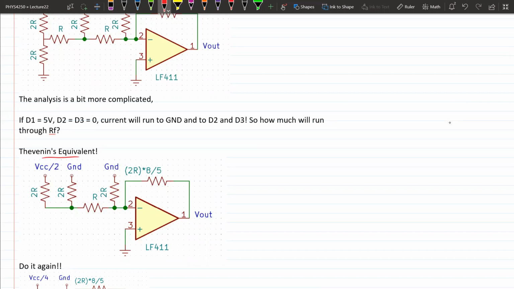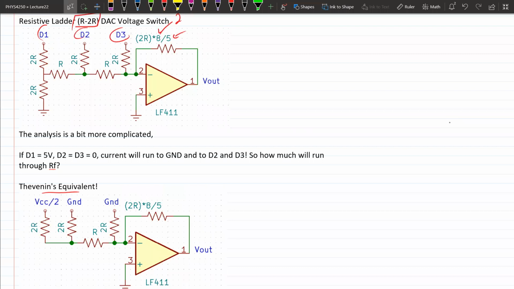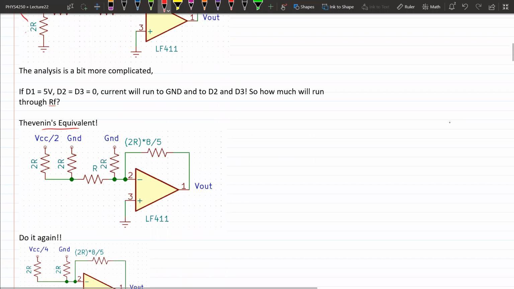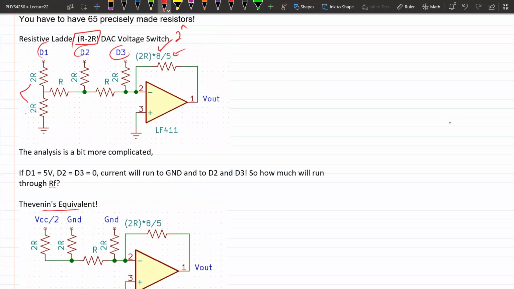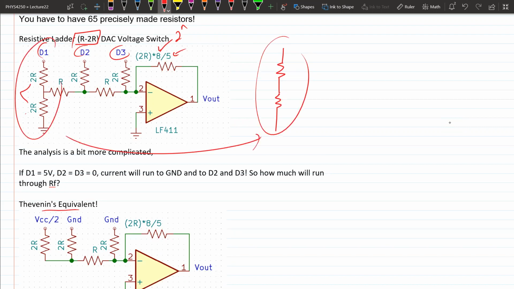What this Thevenin's equivalent tells you is that if you have 2 resistors like this, you can combine them together. When you combine them together, you have to figure out what R Thevenin is. So we're trying to simplify this circuit by taking this piece and making 2 components into 1 component. So remember, this has a 5-volt power supply up here, and down here is ground.